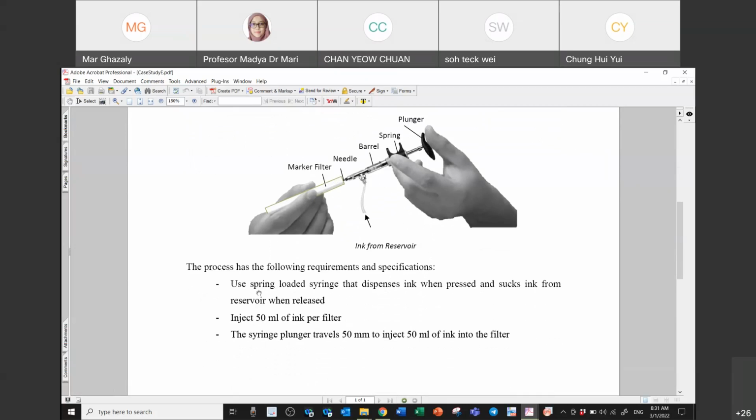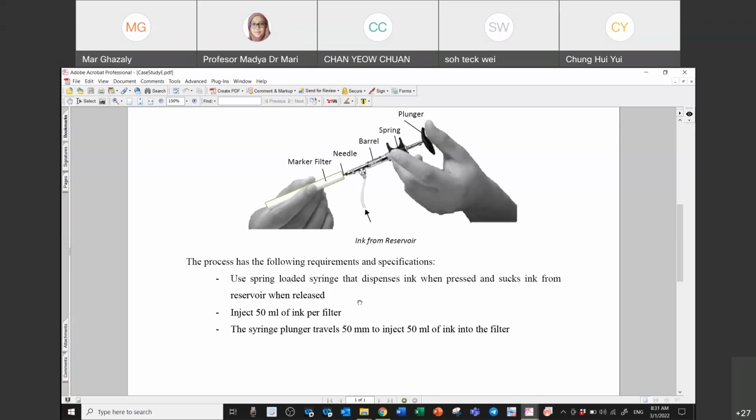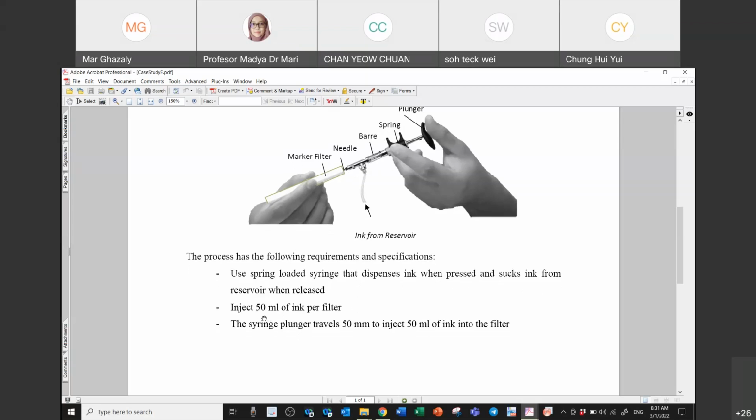So use a spring-loaded syringe. This is a syringe, basically. There's a spring, and the ink will be dispensed into the marker filter. From the reservoir when released. The reservoir is the barrel itself. Reservoir is something that holds liquid, like a dam, which has liquid inside, like water. Second one is injection of 50 ml of ink per filter. So you are going to transfer 50 ml of ink each time into the marker.